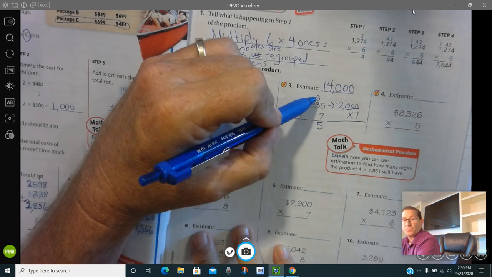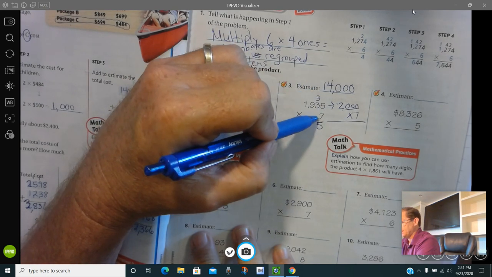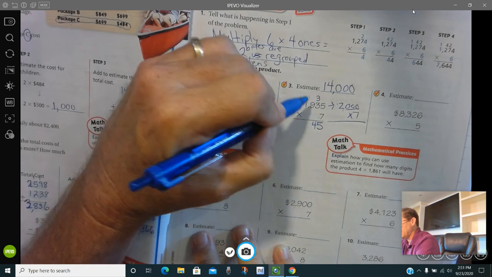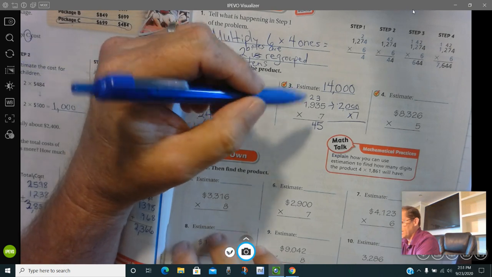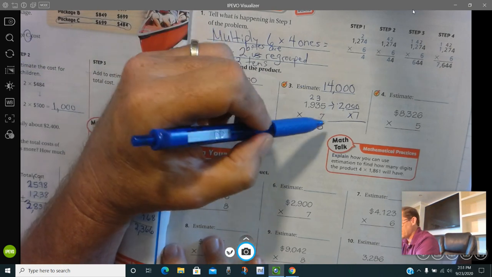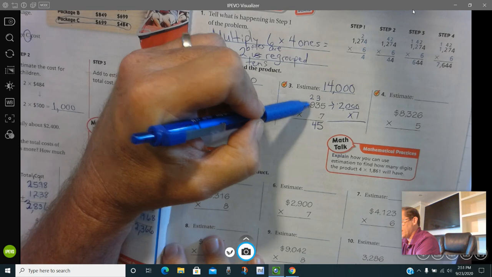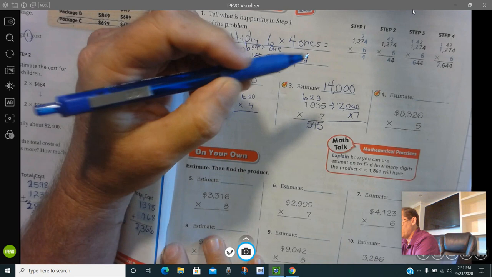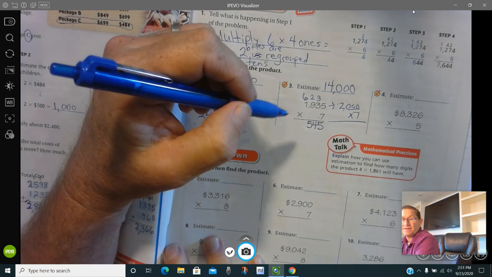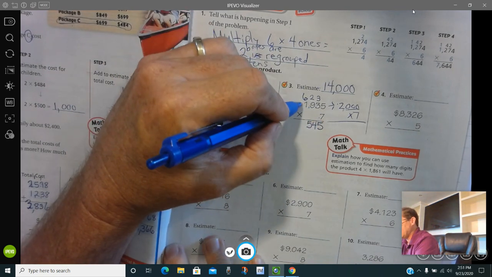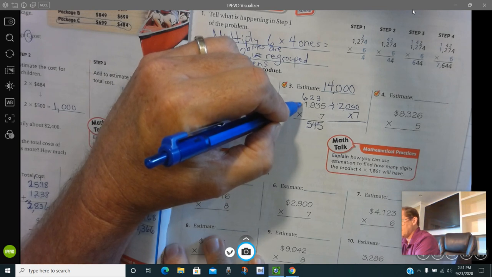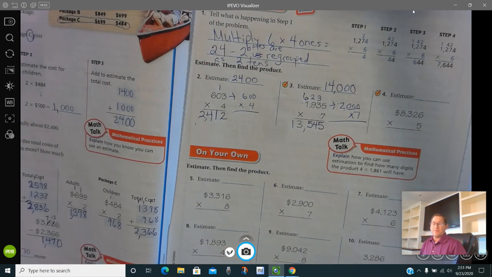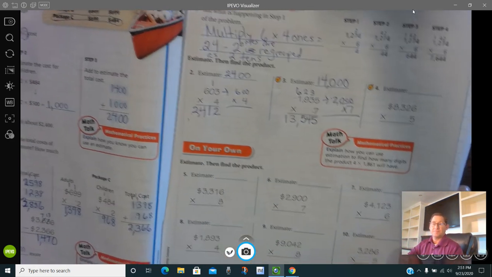And we're going to regroup 30 of those ones as 3 tens. 7 times 3 tens is 21 tens. Plus 3 more is 24 tens. We'll regroup 20 of those tens as 200. 7 times 9 is 63. Plus 2 more is 65, so 6,500. And we'll regroup 60 of those 6,500s as 6,000. 7 times 1,000 is 7,000. Plus 6 more is 13,000. So 13,545, which is close to 14,000.